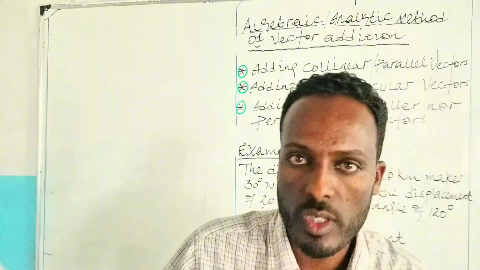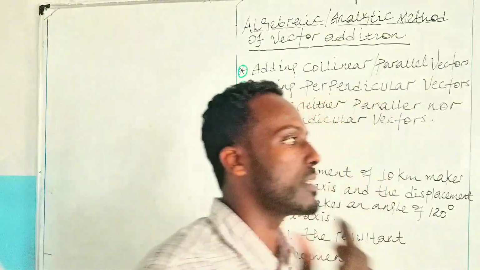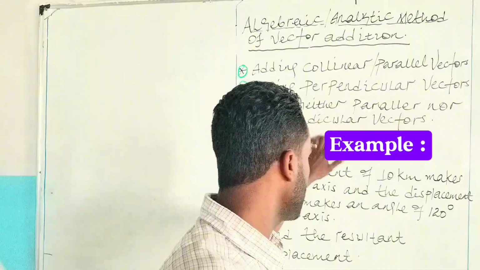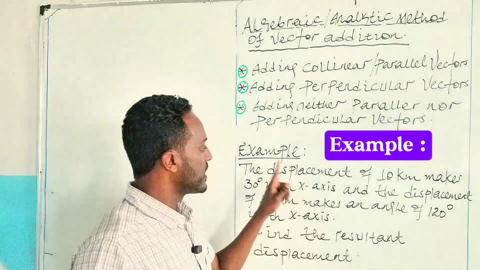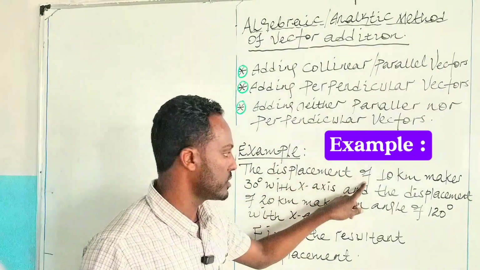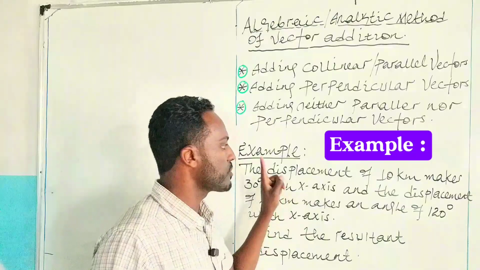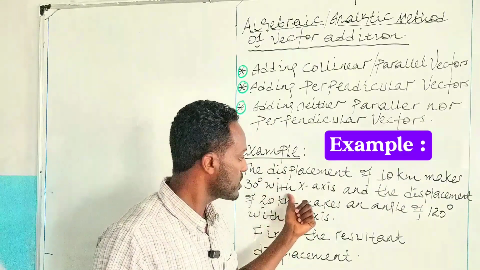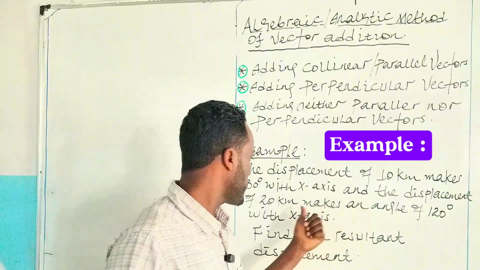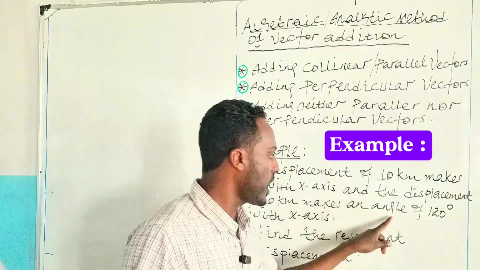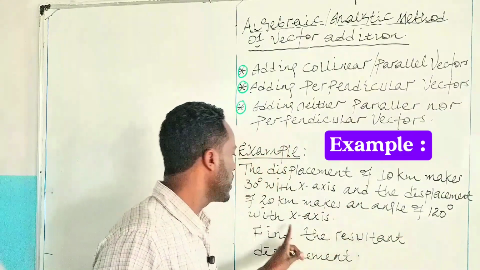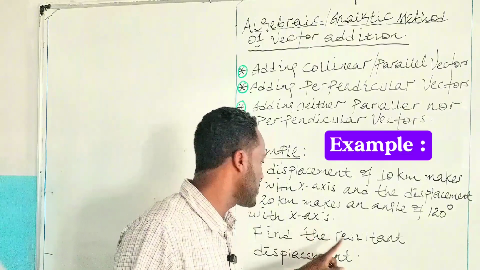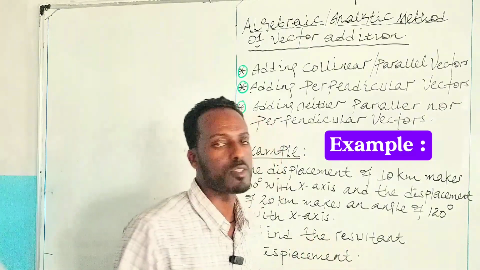So there is an example which is related with this. Let's see. The displacement of 10 kilometer makes 30 degree with x-axis, and the displacement of 20 kilometer makes an angle of 120 degree with x-axis. So the question is, find the resultant displacement, it says.